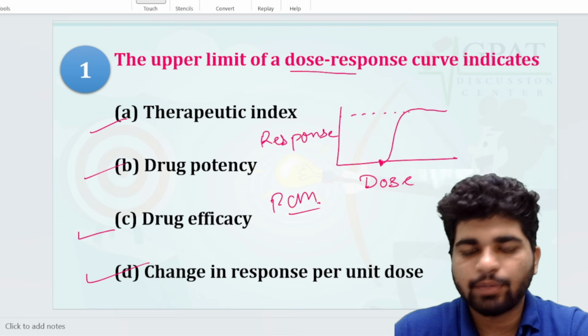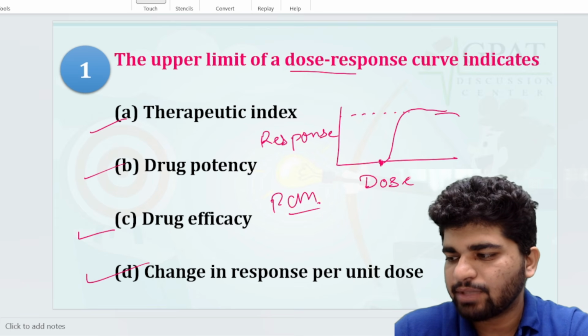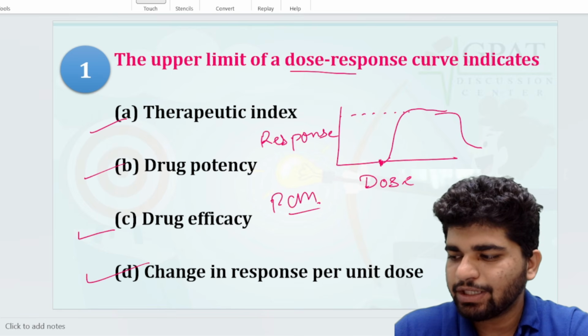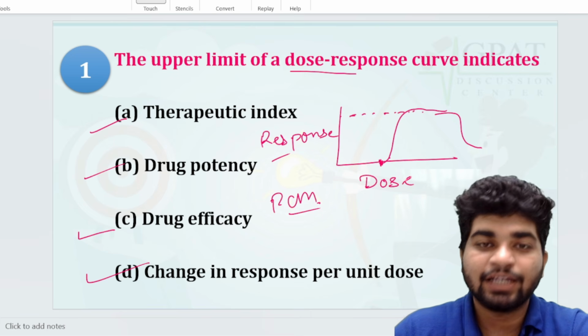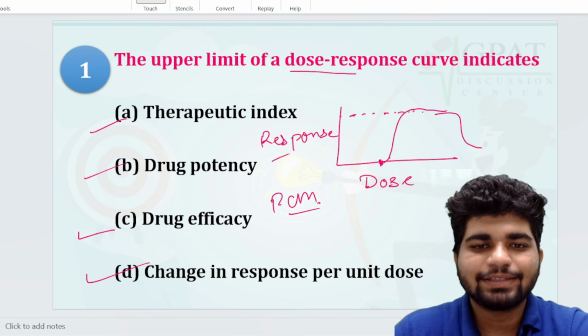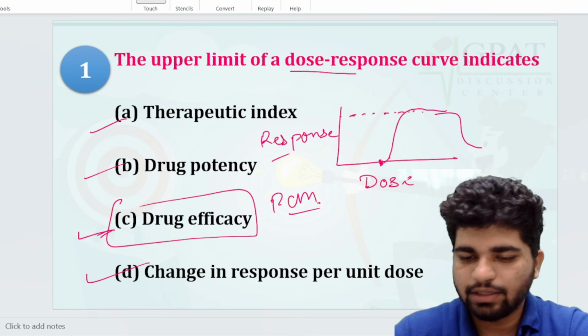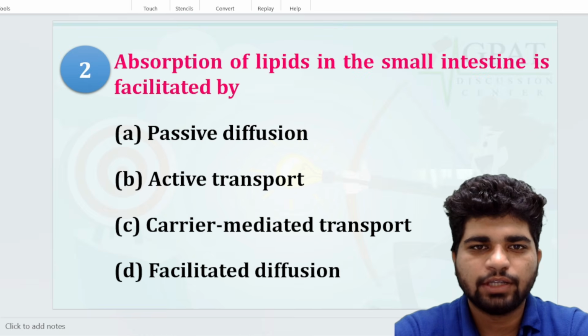So what is the upper limit? For example, this is a dose and this is a response over here. And after some time, this response is going to decrease with time, right? So what is this peak known as? This is obviously going to be a response, and in response, what thing will be efficacious? That's your drug efficacy only, right? So drug efficacy is going to be your correct answer. So let's go ahead now.